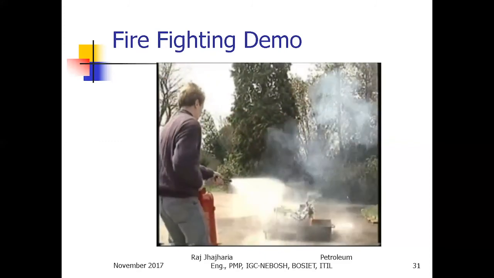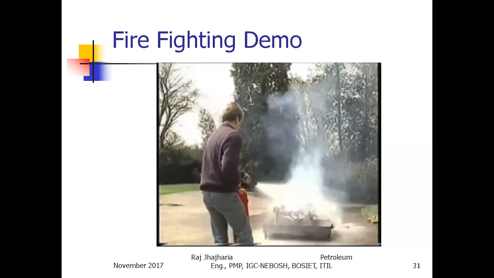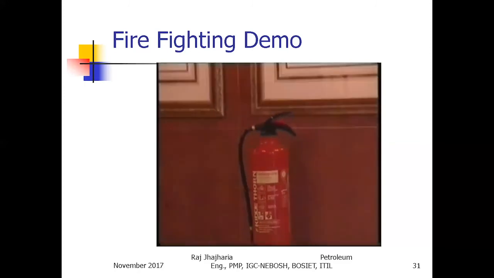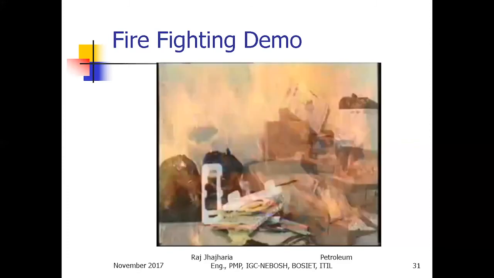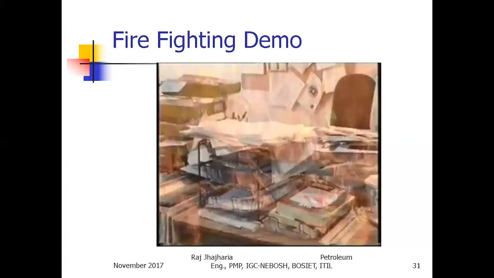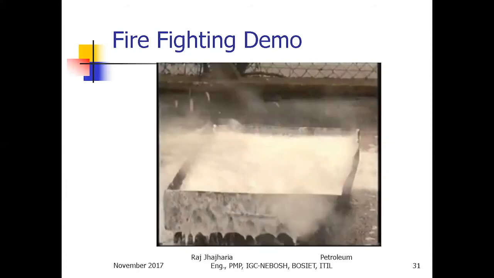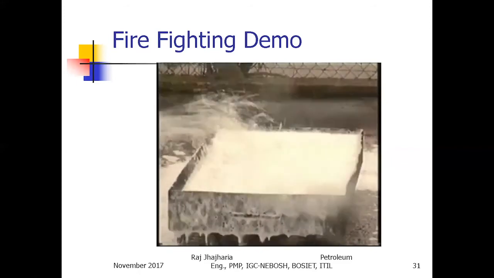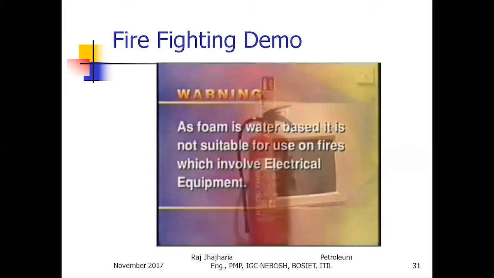Modern synthetic AFFF foam offers a very effective means of extinguishing fires that involve either normal combustible materials and flammable liquids. AFFF, which stands for aqueous film forming foam, extinguishes Class A fires, which you'll recall is normal combustible materials, by cooling the fire, and in the cases of Class B fires, which is flammable liquid fires, by shutting off the oxygen that the fire requires to continue burning. As foam is water-based, it's not suitable for use on fires involving electrical equipment.